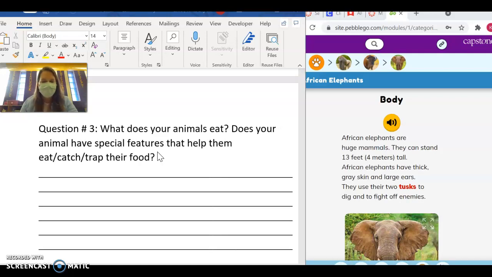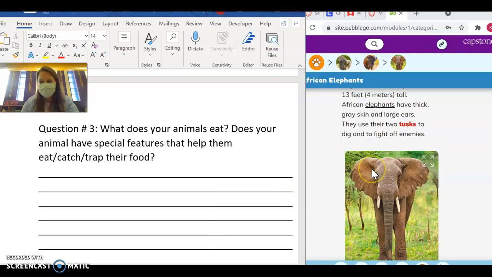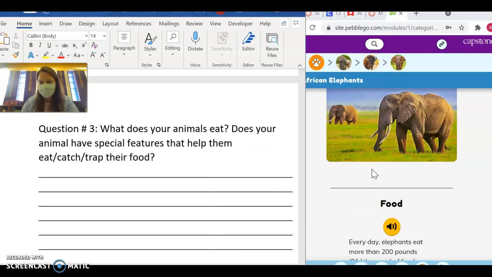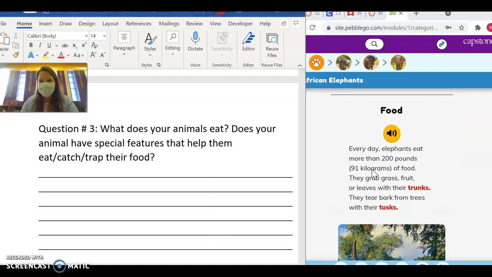Now, here's some things that I know. I know that elephants only eat vegetation, meaning grass, leaves. They do not eat other animals. So they are what we would call an herbivore, okay? So I need to come on my Pebble Go page and find right here where it says food, and we're going to listen to what this says, and then we're going to come over here and add some details about African elephants and what they eat. So let's read this section.